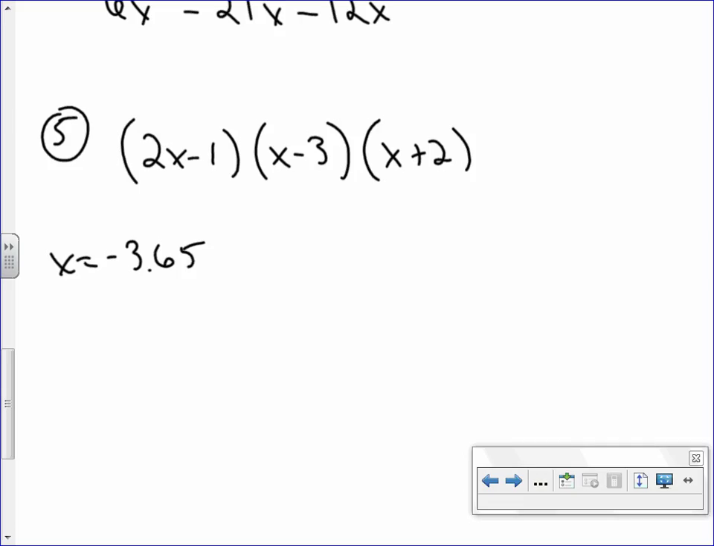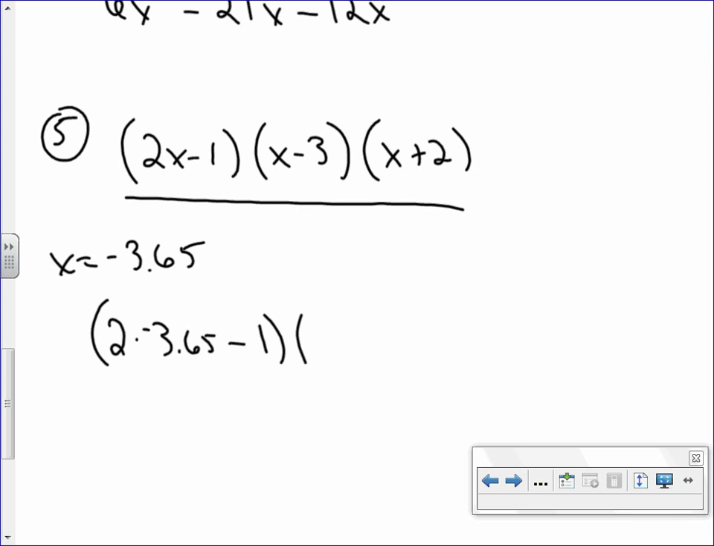Be bold. Negative 3.65. So you're going to type this in right here, and everywhere you see an x, you're going to type in negative 3.65. Make sure you're not putting a minus. Make sure you're using the negative. And use a minus for the other ones.